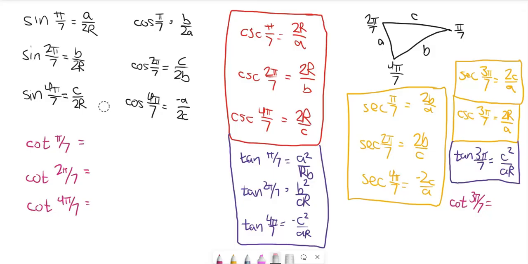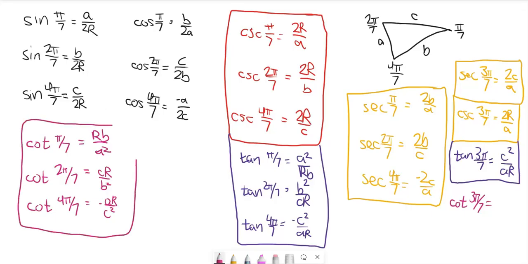So what happens is we reciprocate the tangent ratios to get cotangents. So I'll get RB over A squared. I will get CR over B squared. And then I will get negative AR over C squared, just like so there. And those are the cotangent ratios for the heptagonal triangle.